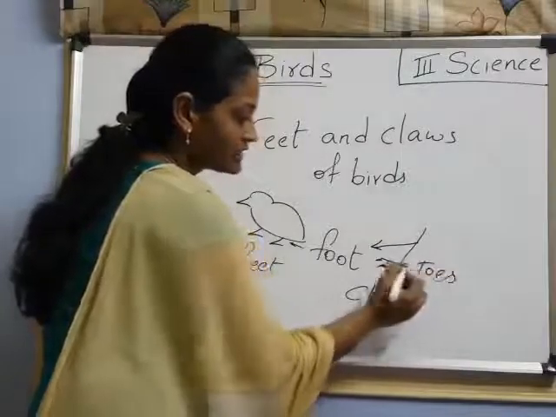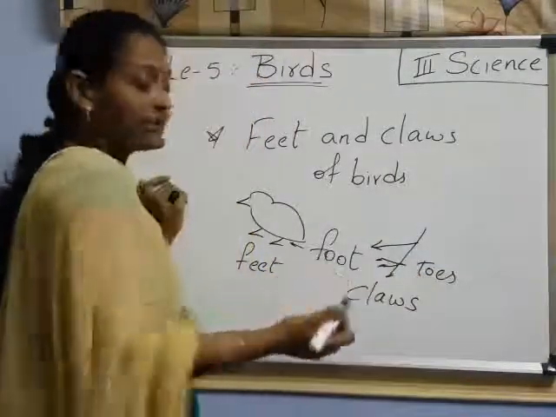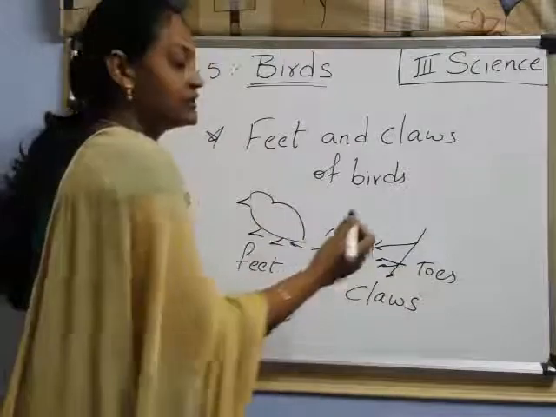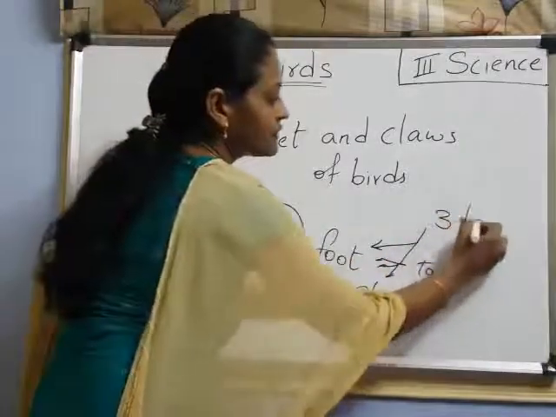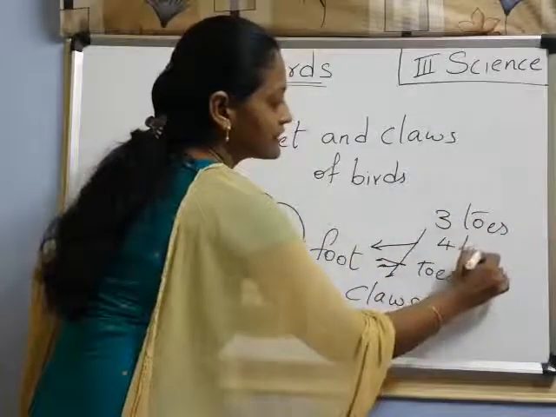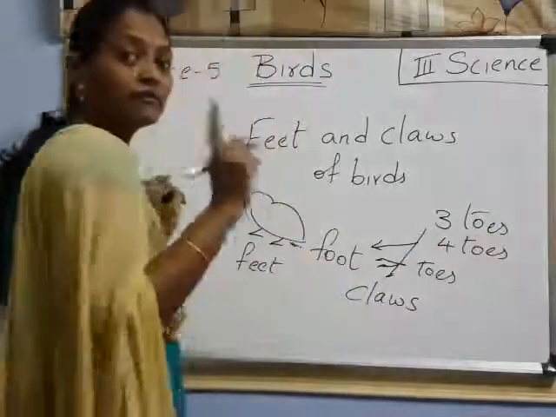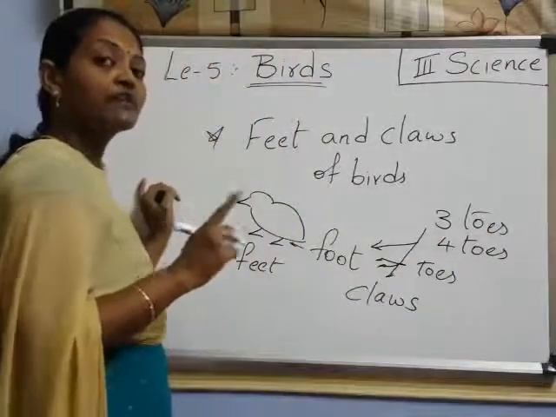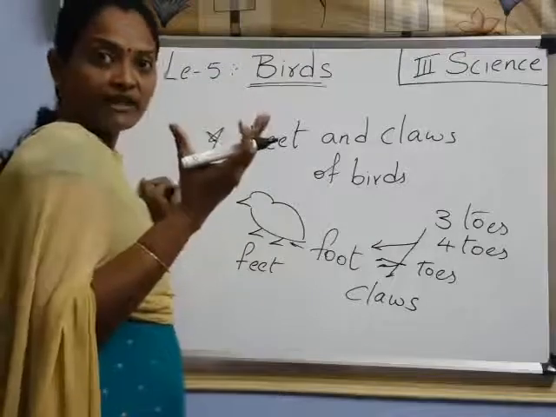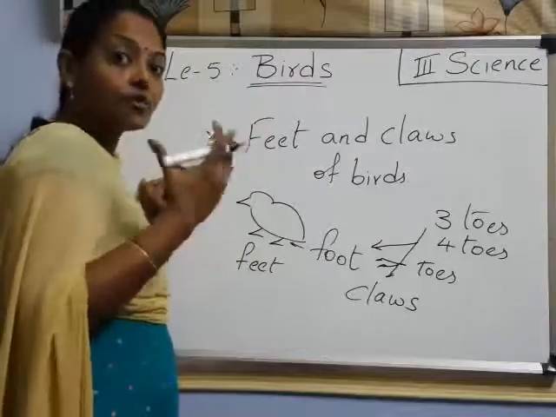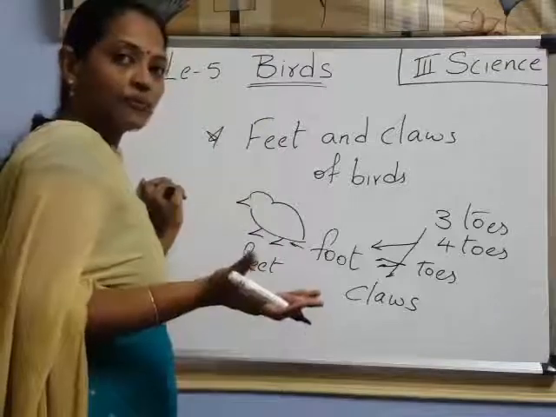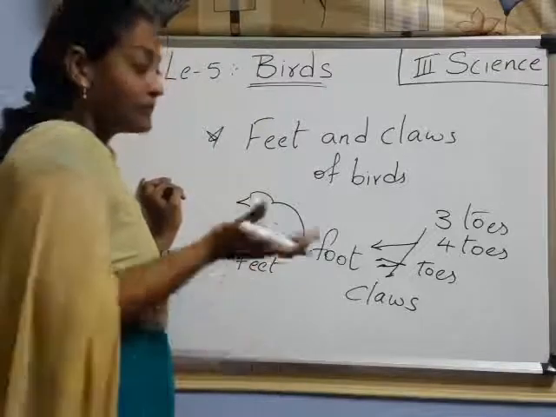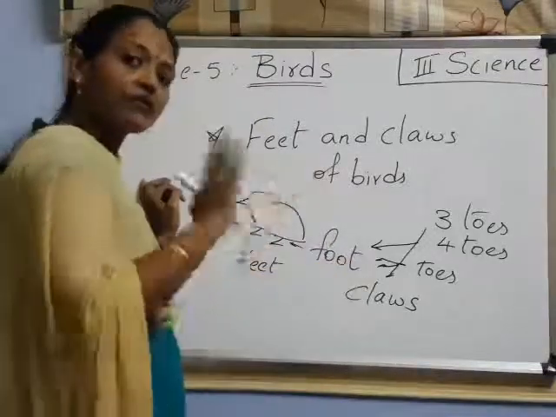Understood? These 3 are toes, and generally birds have 3 toes or 4 toes for one foot. Understood children? For one foot, how many toes are there for a bird? For us 5 are there, right? For us 5 toes are there for the foot, for our leg, right? But for birds 3 or 4.